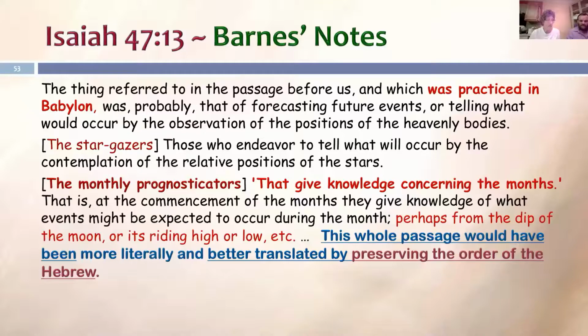And then he has the monthly prognosticators, just like that, give knowledge concerning the months. That is, at the commencement of the months, they give knowledge of what events might be expected to occur during the month, perhaps from the dip of the moon or its riding high or low. The whole passage would have been more literally and better translated by preserving the order of the Hebrew. So, what do you think about that?